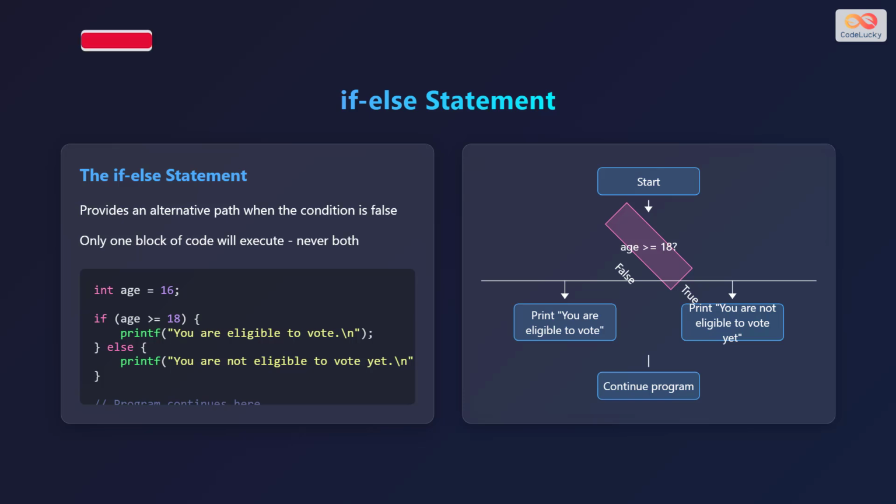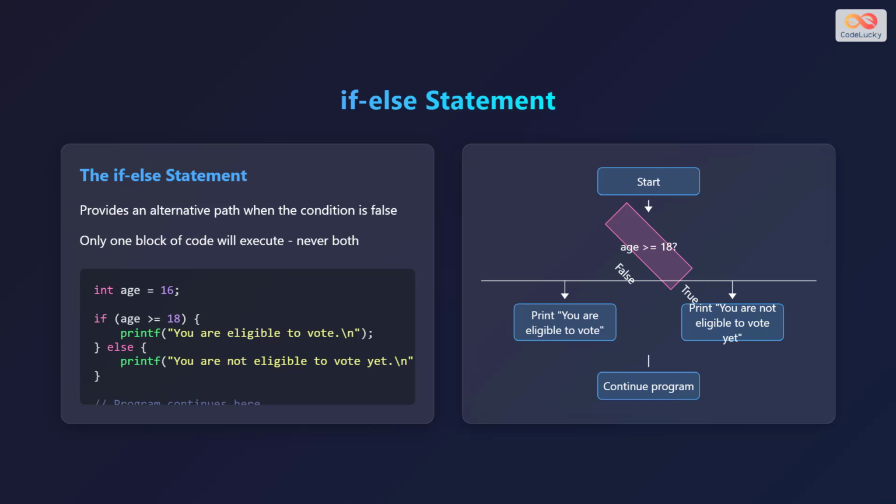Here's an example. We declare an integer variable age and assign it the value of 16. Then the if statement checks if age is greater than or equal to 18. If it is true, the program prints, "You are eligible to vote." Otherwise, it prints, "You are not eligible to vote yet." The program continues from there.